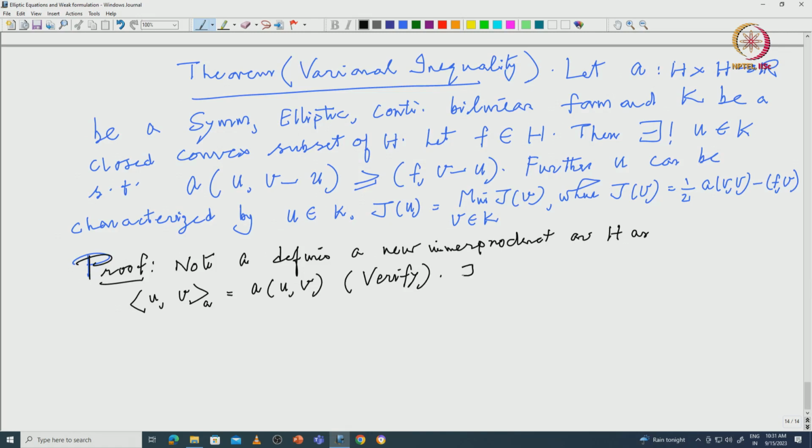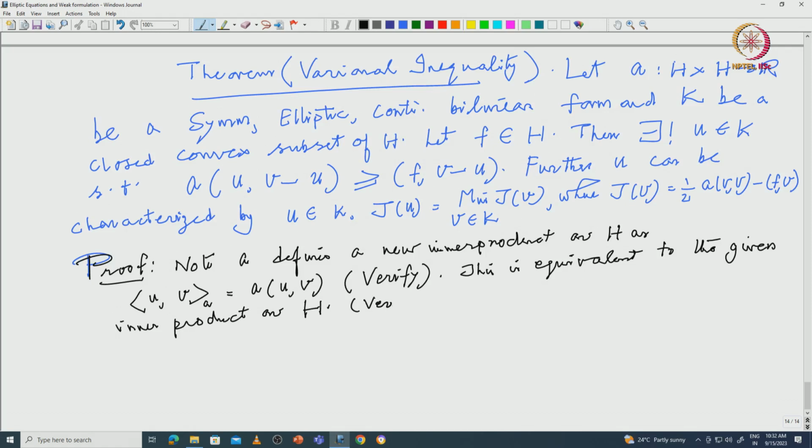And further, this is equivalent to the given inner product on H. That is what you have to verify. This also you verify. Okay. So this defines a norm also. So the norm of U, we denote by the square root of its inner product with itself, that is nothing but A of U, U to the power half. So it is an equivalent inner product.